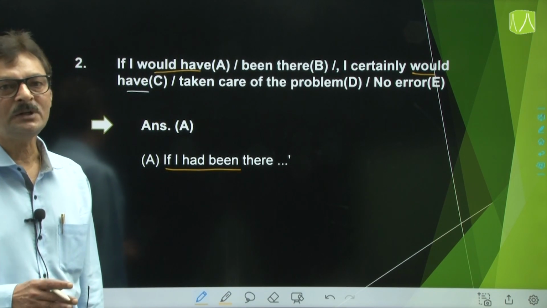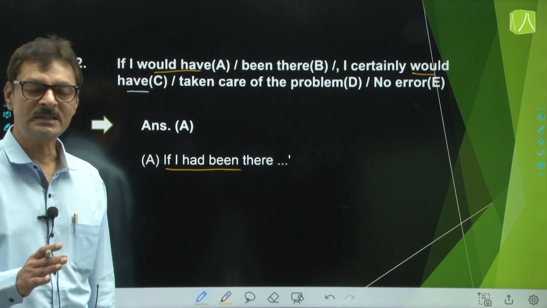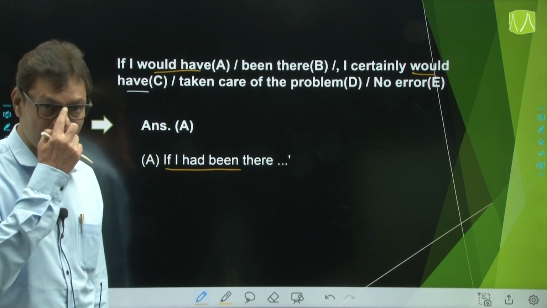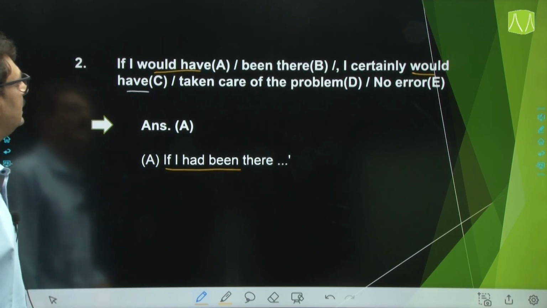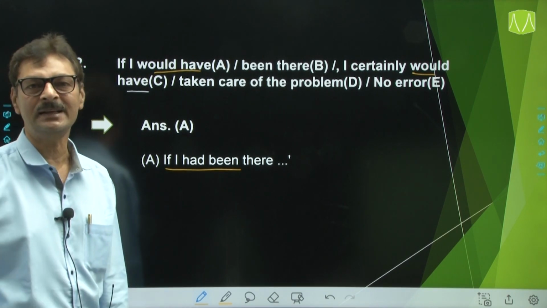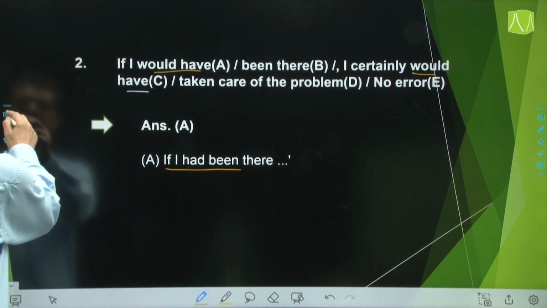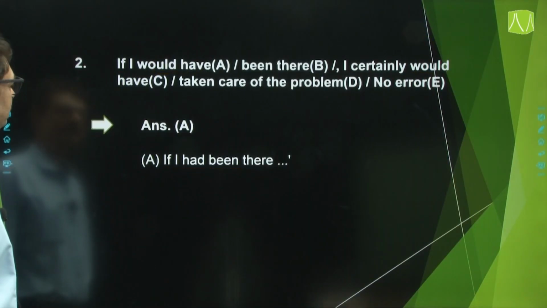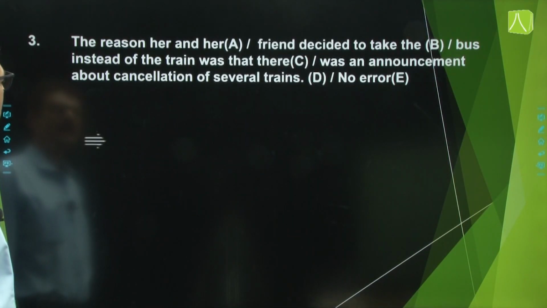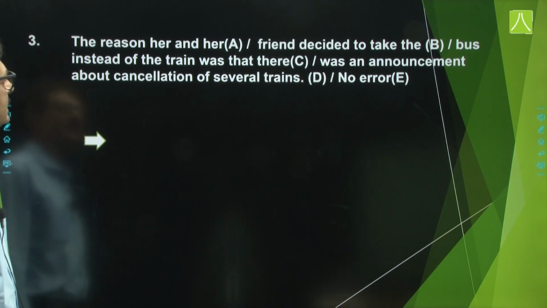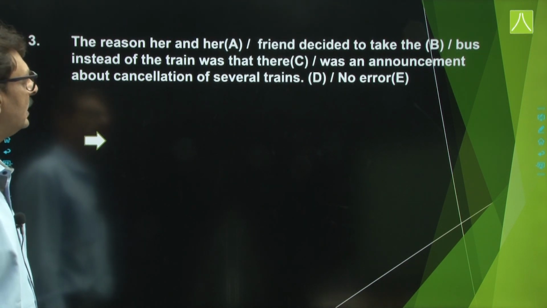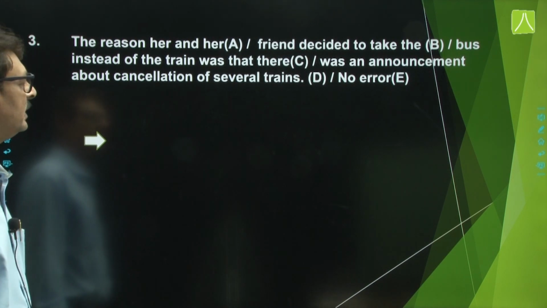In fact, in exam you don't have to rectify the sentence. But at least हमको आना चाहिए कि which is that mistake over there in that sentence. Why that sentence is grammatically incorrect. चलते हैं with the next example. The reason her and her friend decided to take the bus instead of the train was that there was an announcement about cancellation of several trains.